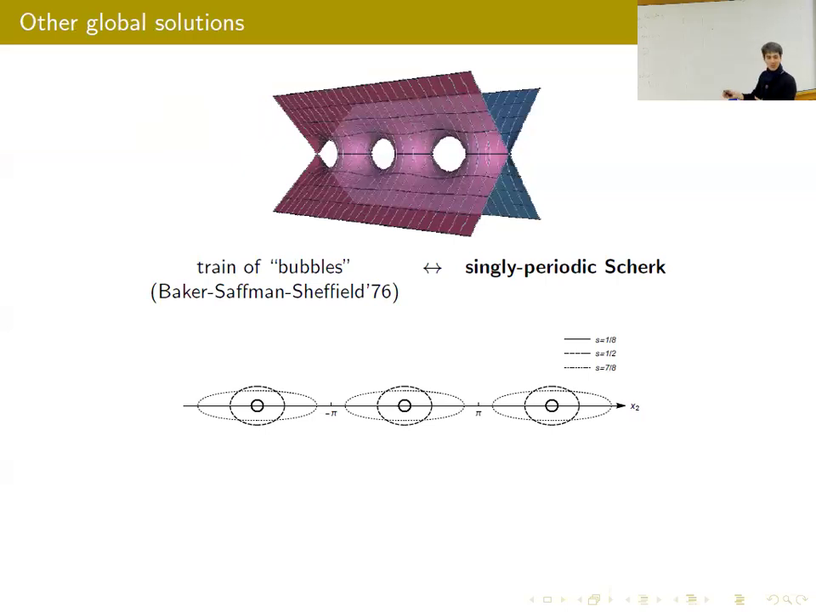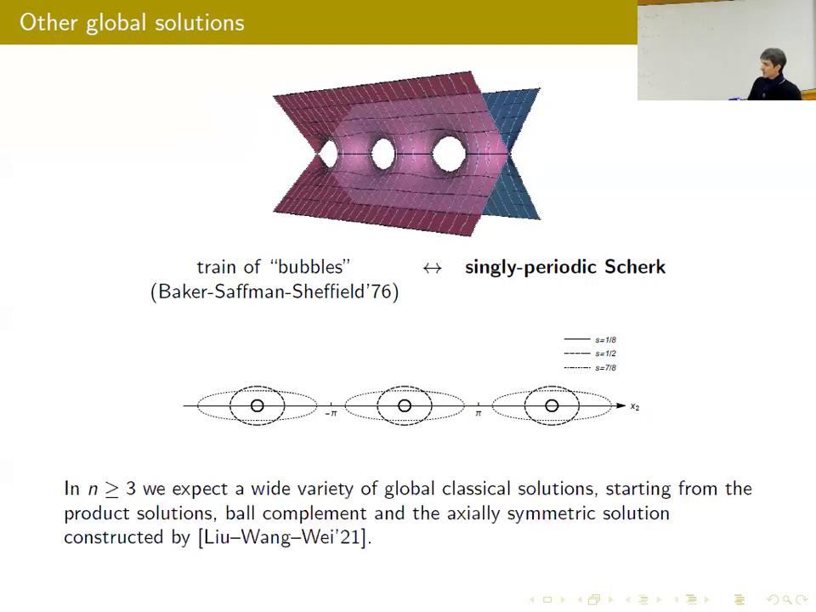These are the only known global classical solutions in 2D, and there is a conjecture that these are the only ones, in fact. But this is a very bold conjecture. It's a hard one. It's related to a hard conjecture in the minimal surface literature called the Scherk uniqueness conjecture. Okay, so what about three and higher dimensions?